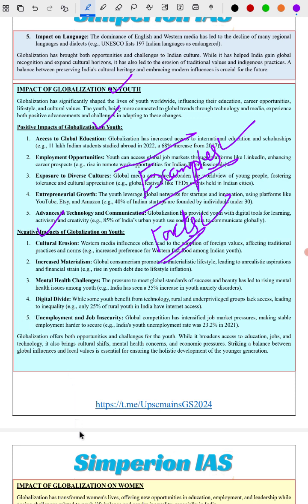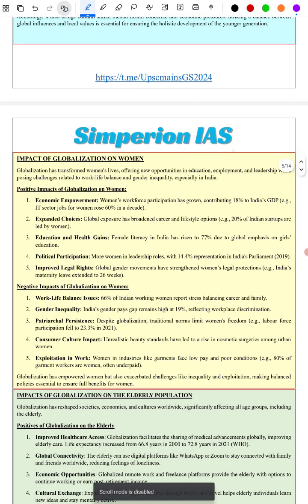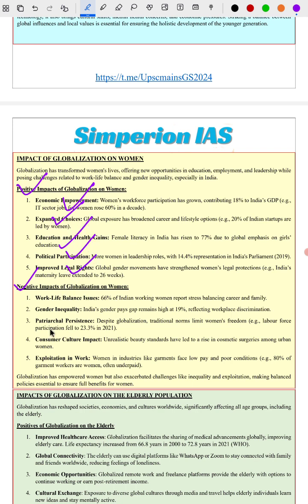Next is the impact of globalization on women, the positive impact and the negative impact. Positive: better economic opportunity, expanded choice, education, political participation, improved legal rights. Negative: work-life balance issues, gender inequality, patriarchal persistence, consumer culture impact, and exploitation at work.